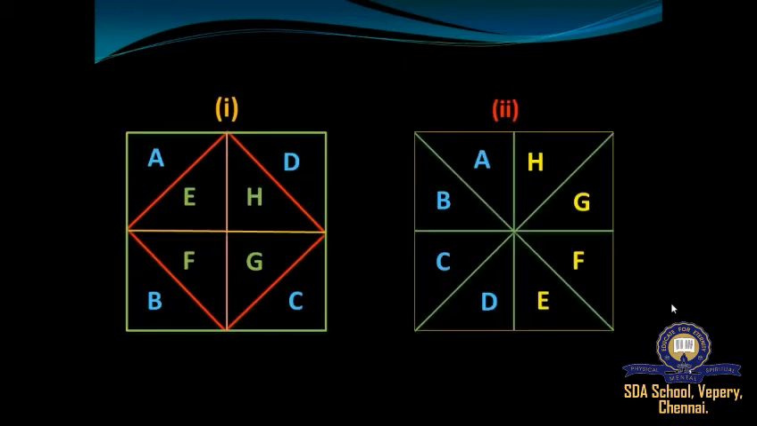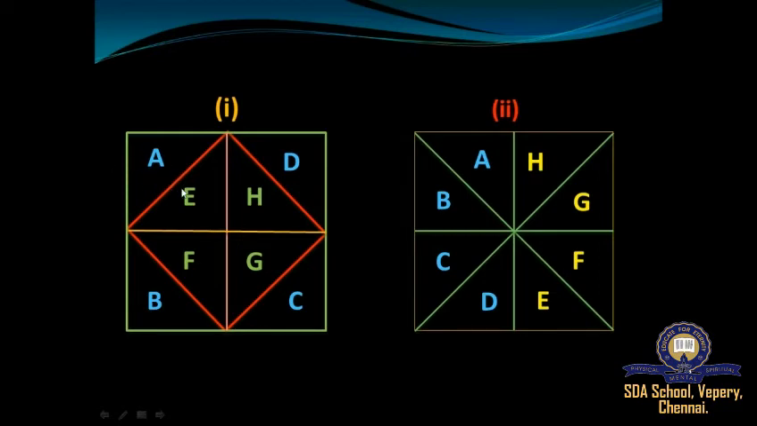So first let us take the first figure. I have named the portions as A, B, C, D, E, F, G, H, for easier counting of triangles in a given figure. The single portions A, B, C and D form triangles. Can you see triangle A, triangle B, triangle C and triangle D? Each of these four forms four different triangles.